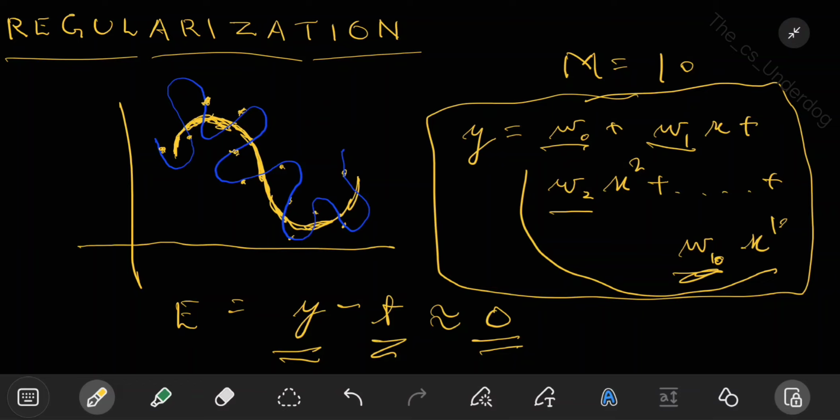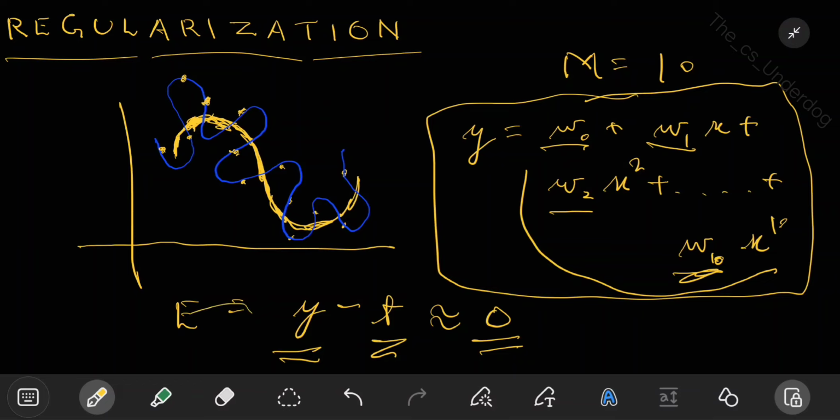But is this model perfect? No. If you take any point, let's say corresponding to this value of x, then ideally you should have got it here. But your model would say the point is here, which is wrong. So in order to limit this, in order to control overfitting, you will introduce the concept of regularization.